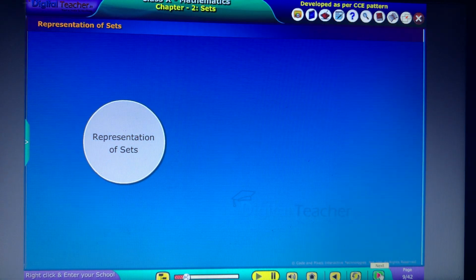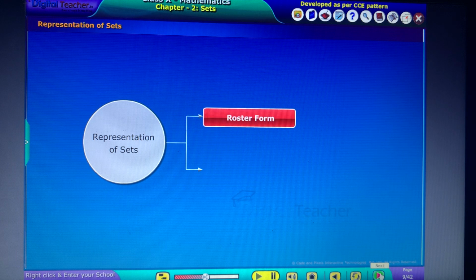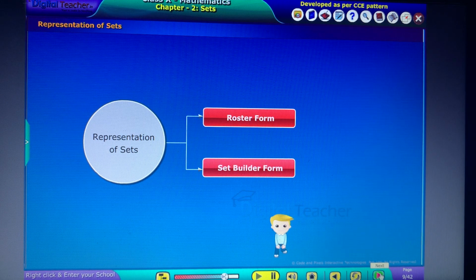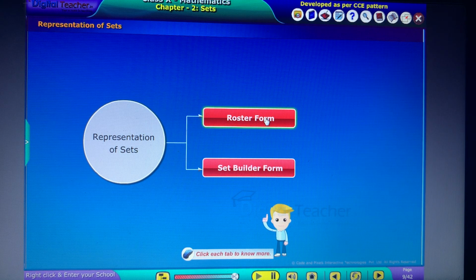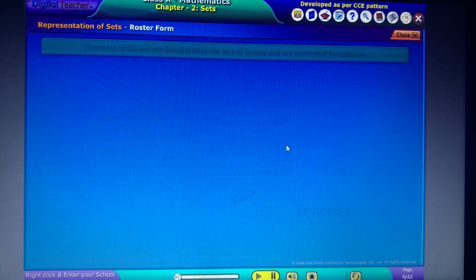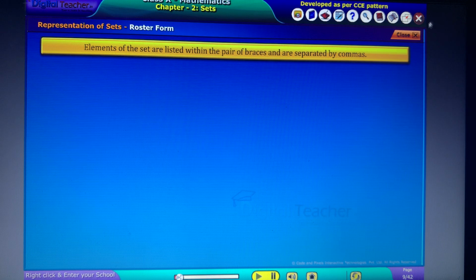Representation of sets. The two ways of representing sets are roster form and set builder form. Click each tab to know more. Representation of sets in roster form.